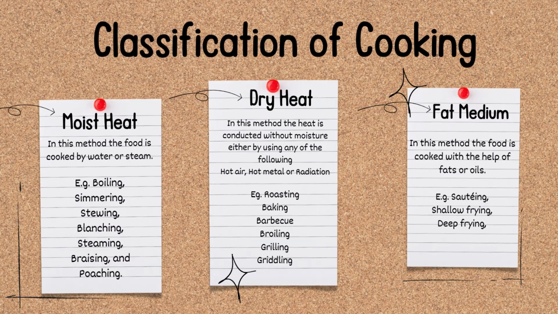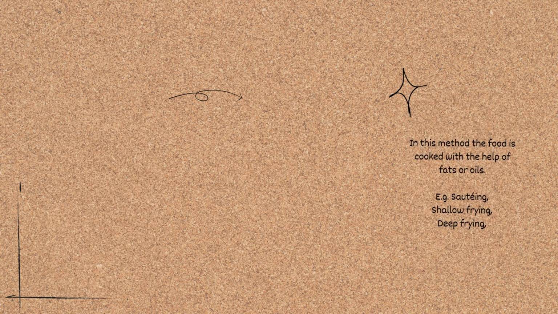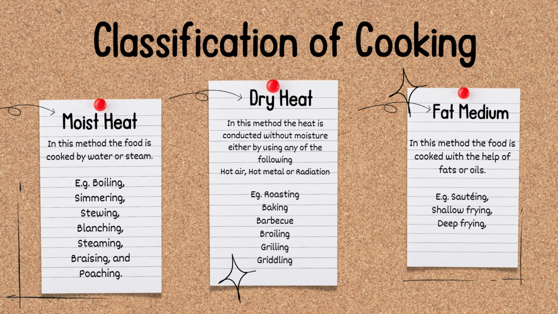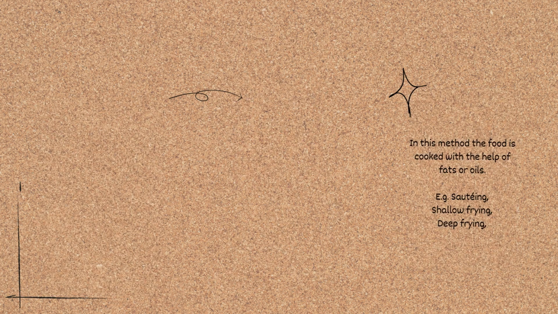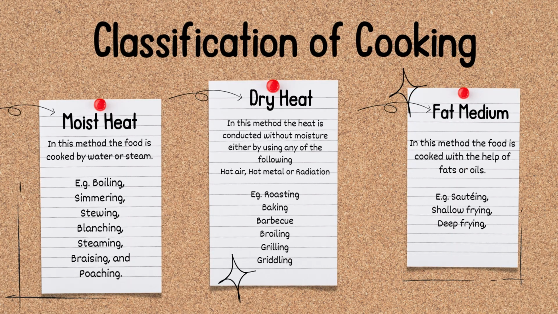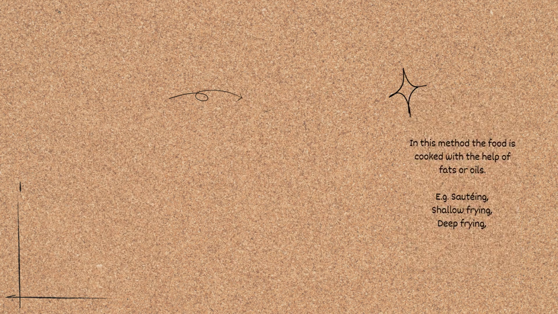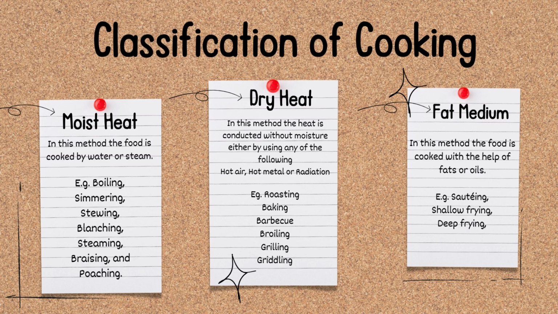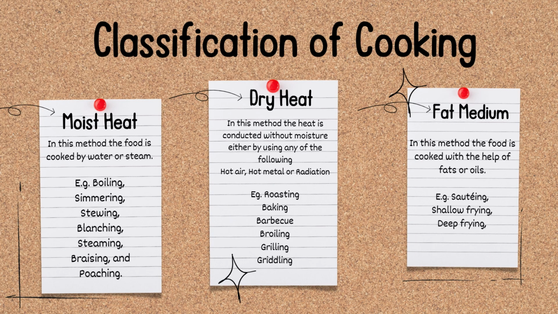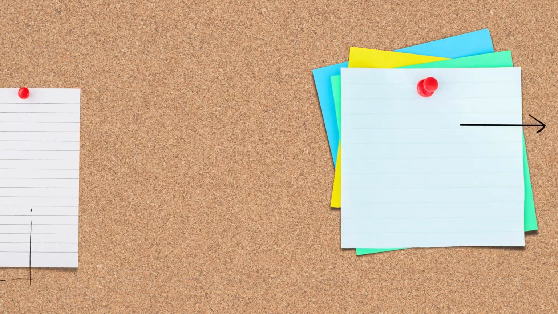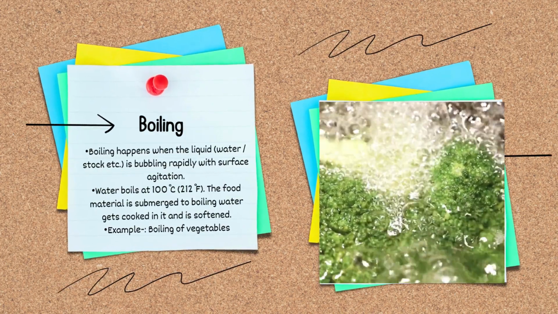Classification of cooking. Cooking has been classified into three different types: moist heat, dry heat, and medium of fat. In moist heat, the food is cooked by using water, for example, boiling, simmering, poaching, etc. In dry heat, it is the method where the heat is conducted without moisture, either by using any of the following, for example, hot air, that happens to be an oven, hot metal, grill or salamander, and radiation, microwave cooking for example. Medium of fat. In this method, the food is cooked with the help of fats or oil, for example, shallow frying, deep frying, etc.